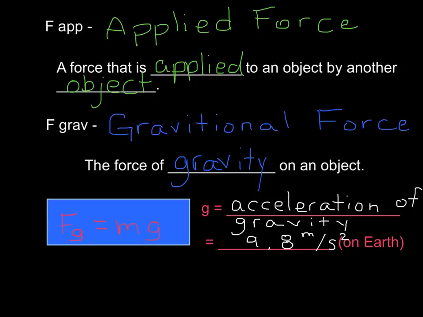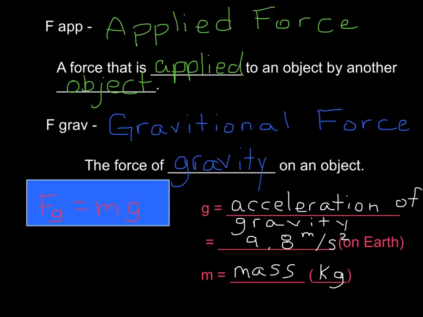And most of the time we are going to stick to on Earth because that is what we're most familiar with. And remember, we said that the m in this equation stands for mass, the mass of the object. And because we're in science class and we always use metric units for this equation, mass needs to be in kilograms.